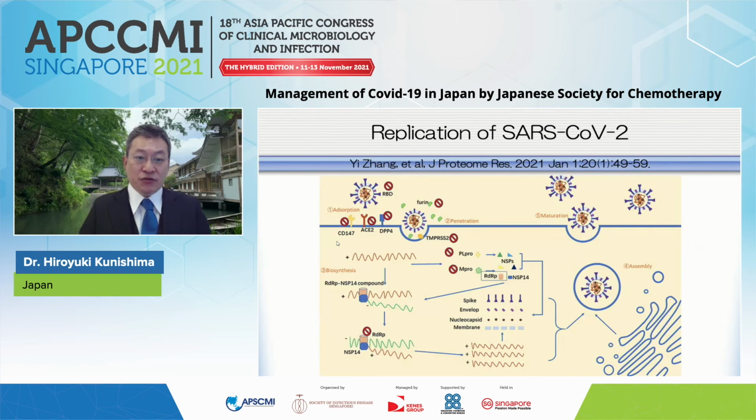SARS coronavirus 2 adheres to and invades cells via angiotensin converting enzyme 2 and then matures. Antiviral drugs block multiple processes of viral infection and thereby inhibit the infection.